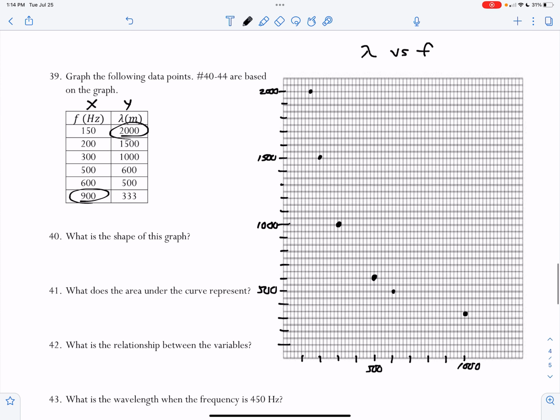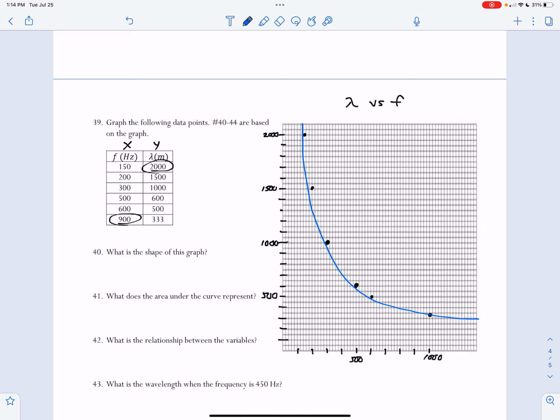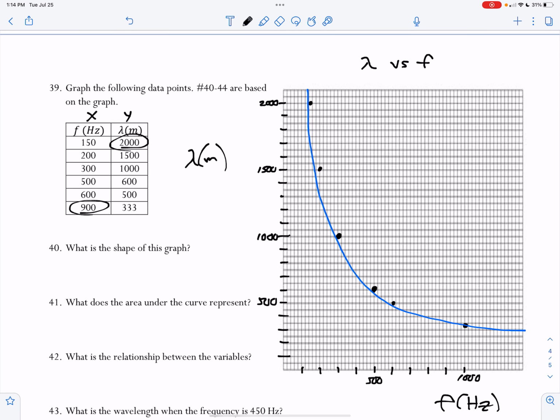So now we're going to just go ahead and draw a best fit curve through this. Okay, might look something like this. And you can see that as frequency gets bigger, remember frequency is on the x-axis in hertz, the wavelength gets smaller. Okay, what shape does this graph? This is a decreasing curve, right? Sometimes this is referred to as an inverse graph or an inverse model.